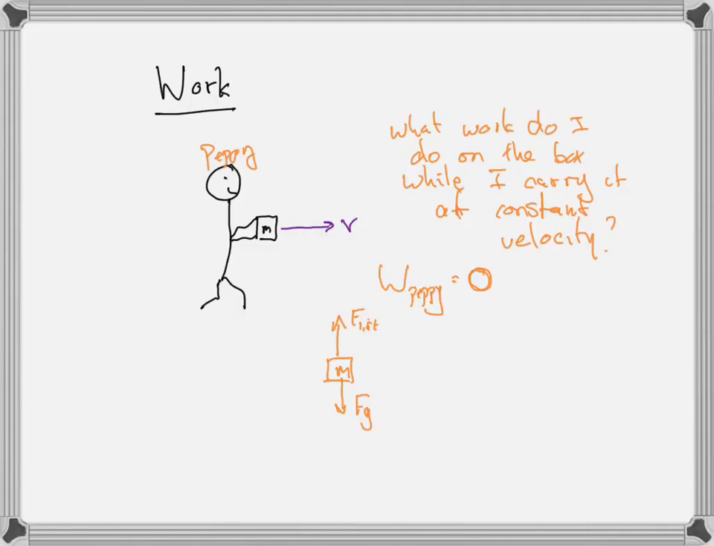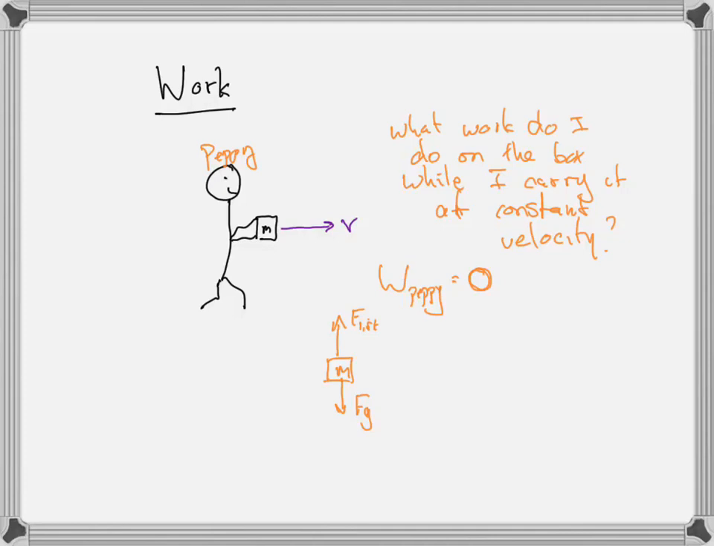You might say, well, doesn't Peppy have to be pushing it in the direction of velocity? No. It's moving at constant velocity, right? So at some point, Peppy had to accelerate it to v, but it's moving at constant velocity. So there are no forces in the horizontal direction. You've got to convince yourself of that. There are no forces in the horizontal direction. There was a force in the horizontal direction while Peppy got it up to speed. But now that Peppy's carrying it at constant velocity, Peppy is exerting no force in the forward direction, only in the upward direction to keep the thing off the ground.